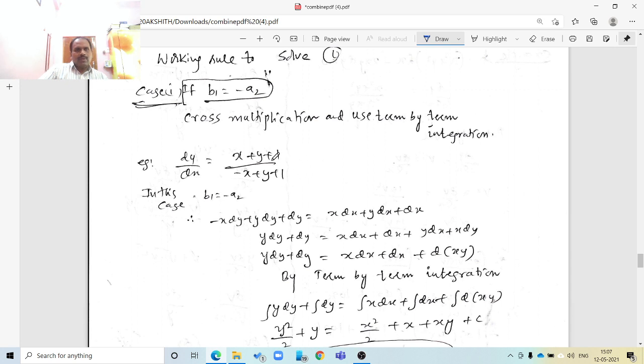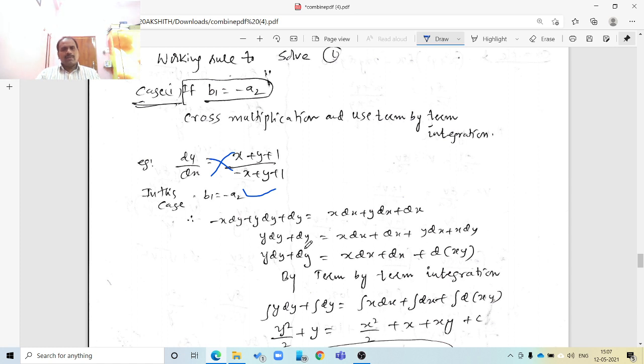Let us take one example on this one. dy by dx is equal to x plus y plus 1 by minus x plus y plus 1. You see, the y coefficient is 1 in the numerator, that is b1 is equal to 1, and a2 is equal to minus 1. Therefore, clearly b1 is equal to minus a2. So then you have to take the cross multiplication. After cross multiplication, you will get this one.